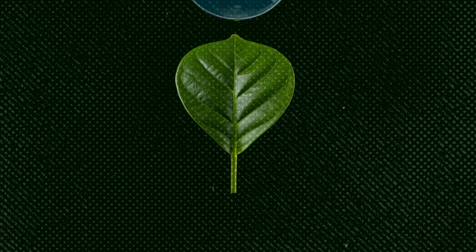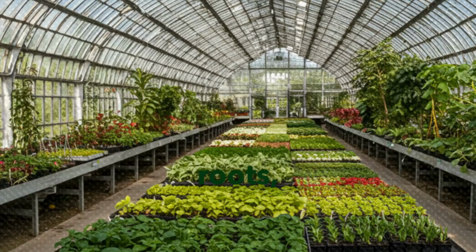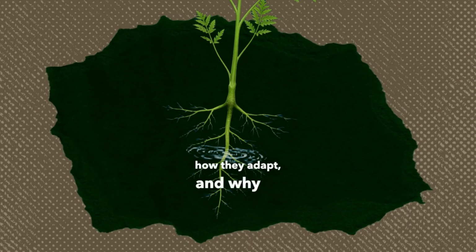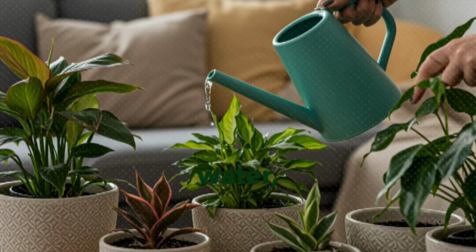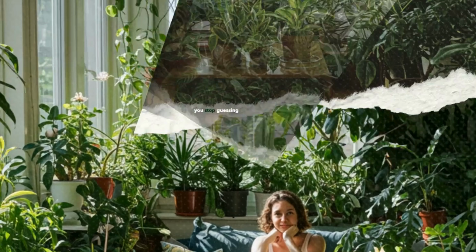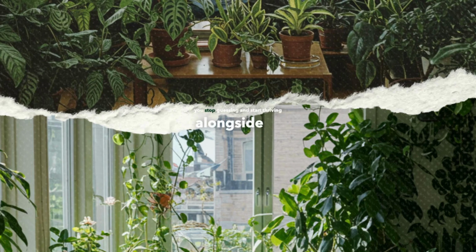You're watching our Plant Science Masterclass series, where we break down complex plant biology into real, useful knowledge for everyday caretakers. This episode is your deep dive into the plant's essential trio: roots, stems, and leaves. Not just what they are, but what they do, how they adapt, and why understanding them will change how you water, repot, prune, and even decorate. Because here's the truth: when you know how your plant is built, you stop guessing and start thriving alongside it.